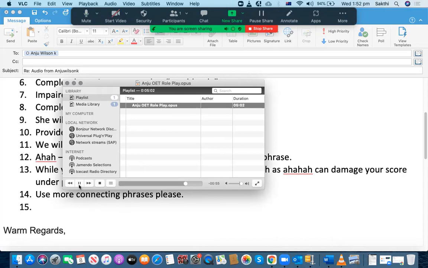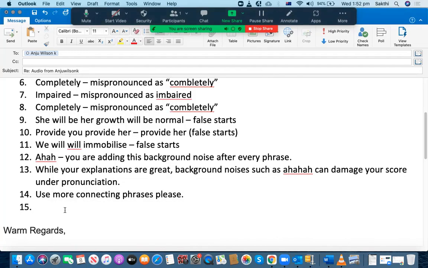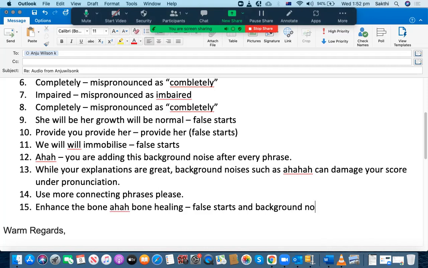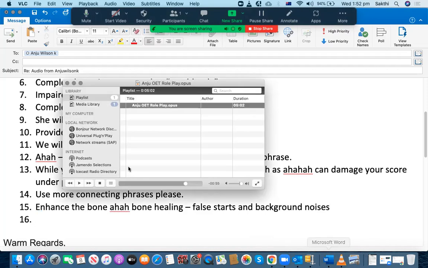Okay, you said "to enhance the bone," and then there is a 2-second silence unnecessarily, and then you said "bone healing" again. So that's not good, right? It has both false starts as well as background noises. It's highly recommended not to commit any background noises and false starts, please. Okay, let's continue now.